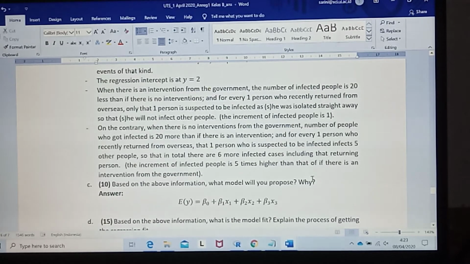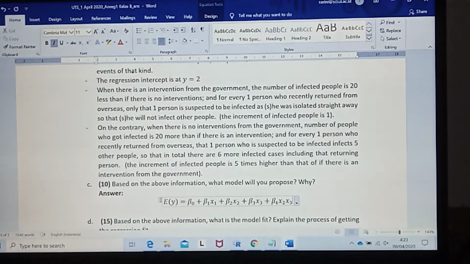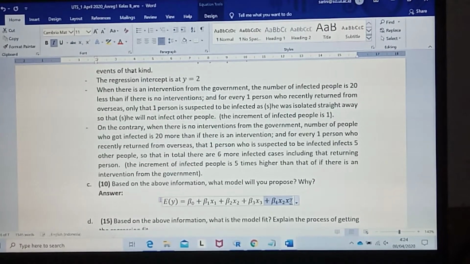So in this case we propose that there should be an interaction between those variables, that is the number of people who just recently returned from overseas and intervention or not. So that's why here we will add that interaction term between x2 and x3. That's my updated model based on the additional information. We add this one because of this story.